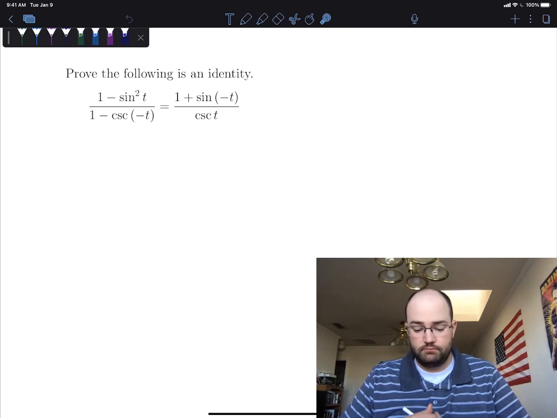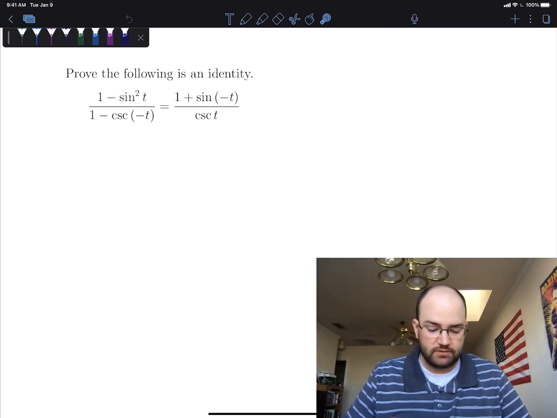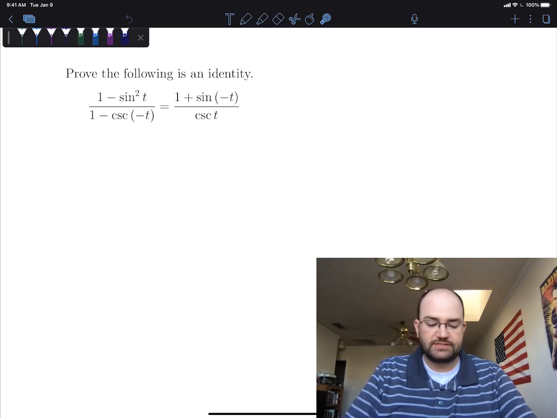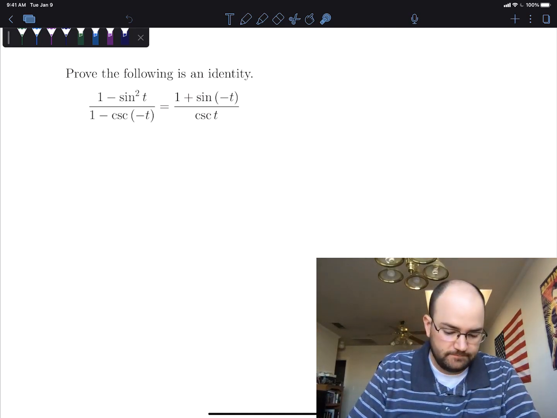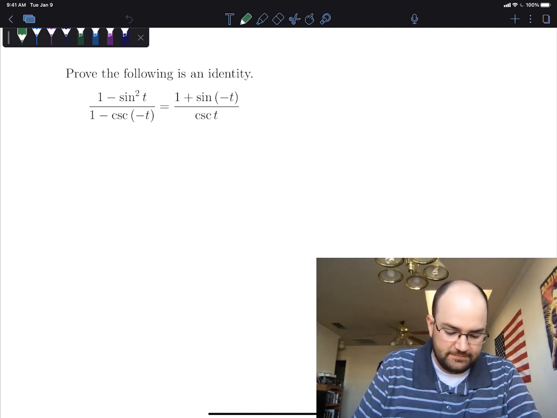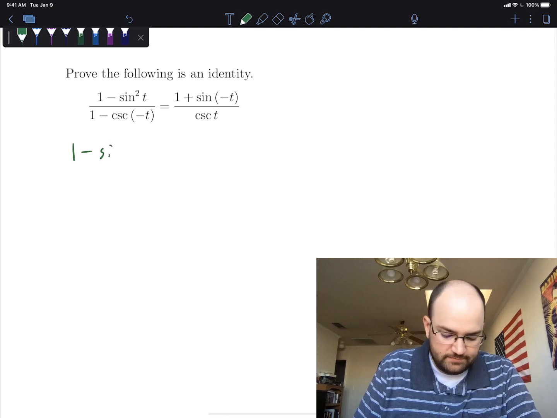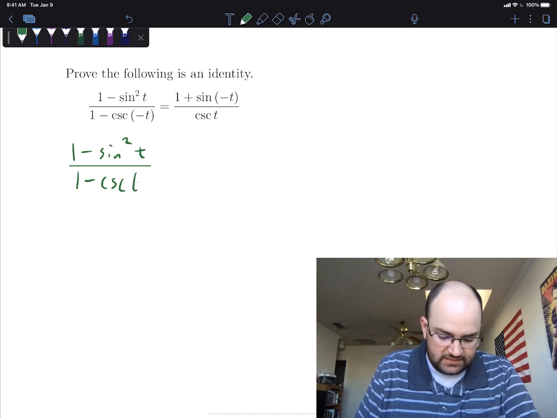Okay, so both of these look terrible. So I'm going to go ahead and choose the left-hand side just because I want to. I mean, you can choose the right-hand side with no problem whatsoever. But let's choose the left-hand side. So 1 minus sine squared of t over 1 minus cosecant of negative t.